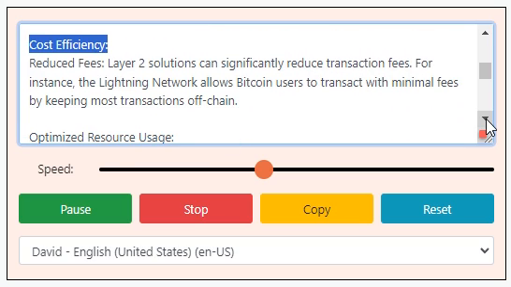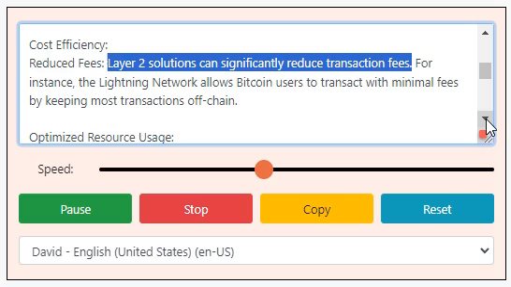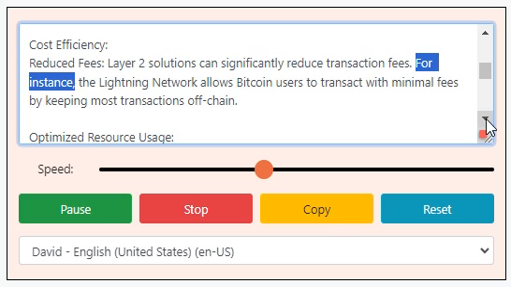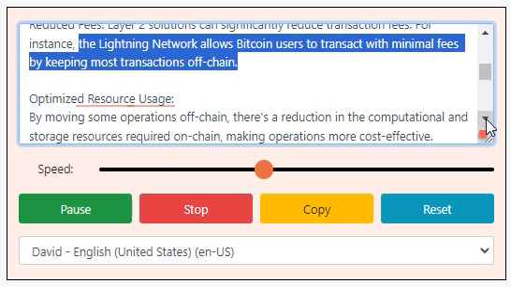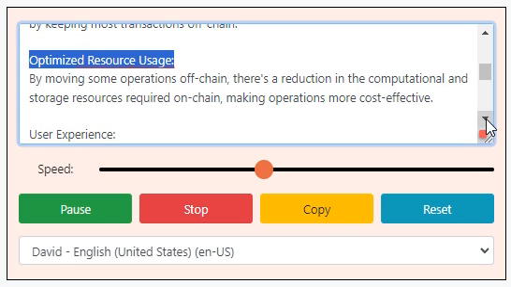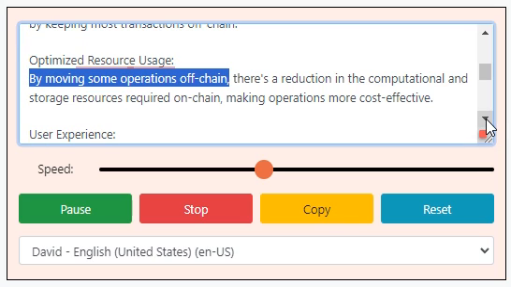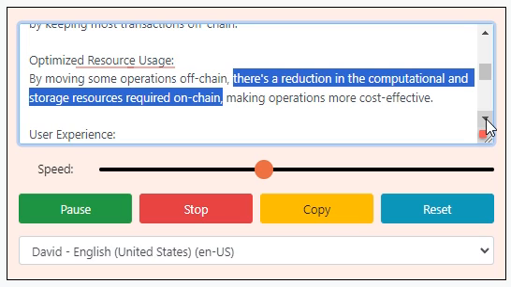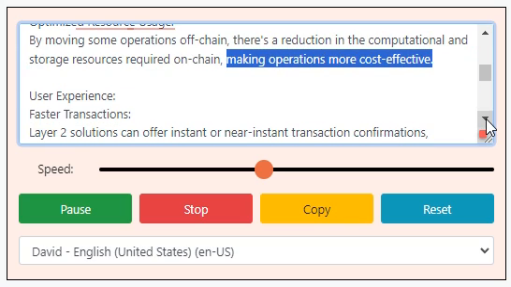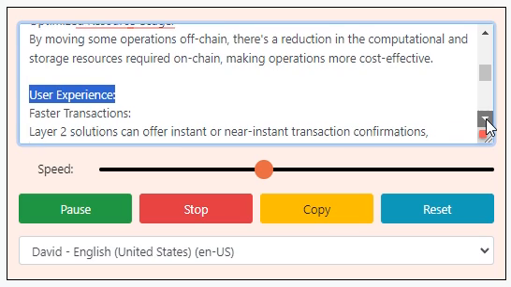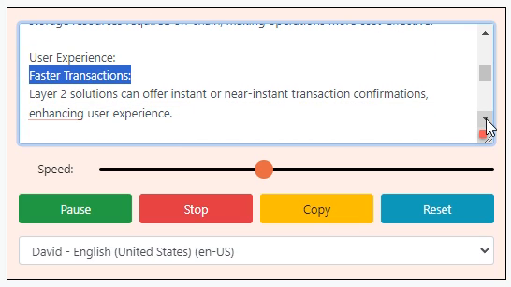Cost efficiency. Reduced fees. Layer 2 solutions can significantly reduce transaction fees. For instance, the Lightning Network allows Bitcoin users to transact with minimal fees by keeping most transactions off-chain. Optimized resource usage. By moving some operations off-chain, there's a reduction in the computational and storage resources required on-chain, making operations more cost-effective. User experience. Faster transactions.